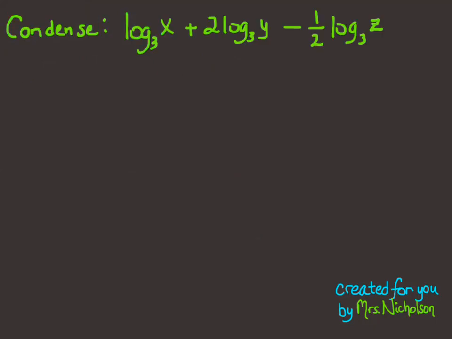Now let's look at two examples that ask us to kind of work in the other direction. We have an expanded logarithmic expression, and we're being asked to condense it. In this first example, we've got some addition and some subtraction. I've also got some numbers being multiplied in the front of the logs, the 2 and the 1/2. So let's deal with those first. Do our power property first.